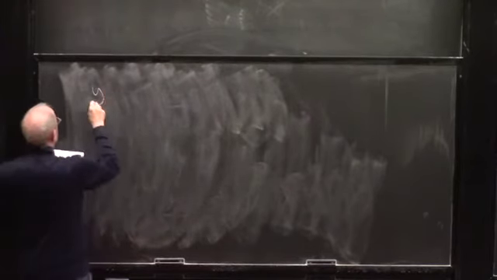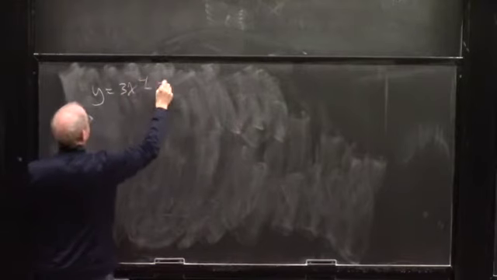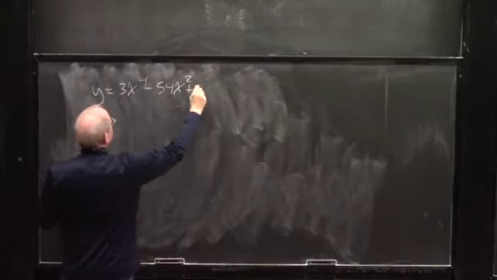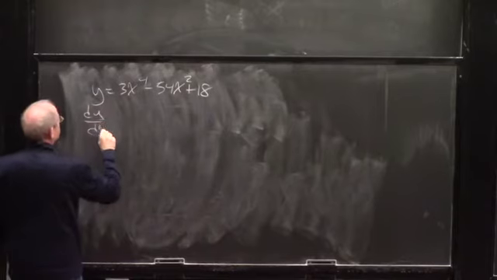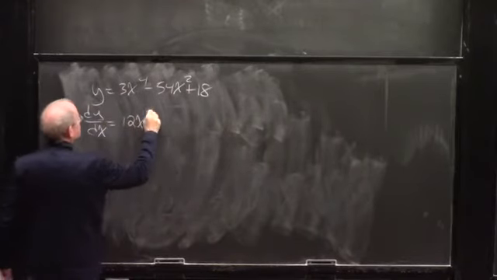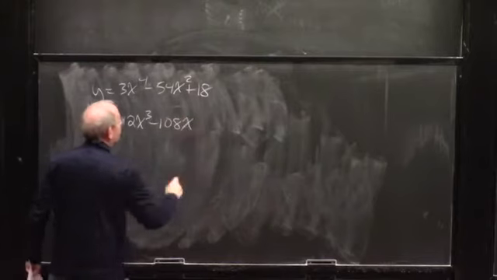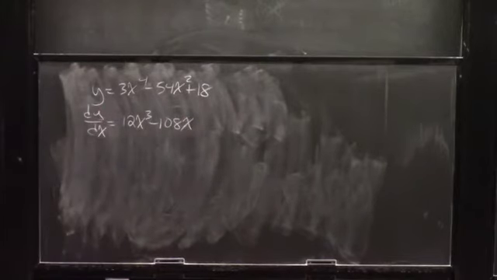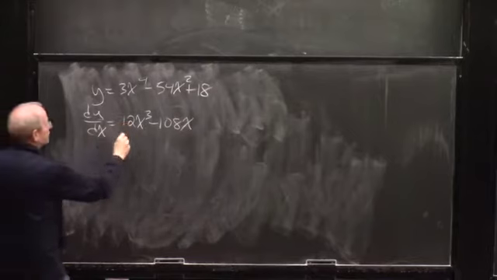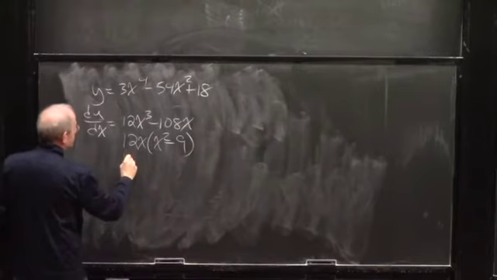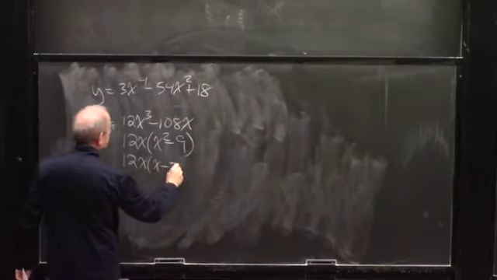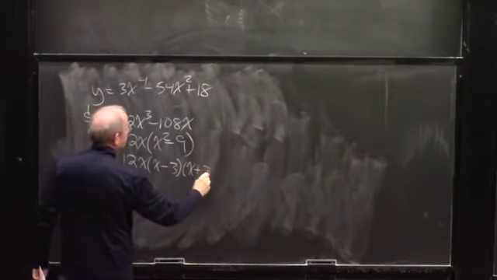All right. We have y equals 3x to the 4th minus 54x squared plus 18. Where is it increasing or decreasing? So same thing. dy/dx is 12x cubed minus 108x. I tried to give you nice numbers. Factor out 12, you get x squared minus 9. So that's 12x times (x minus 3) times (x plus 3).